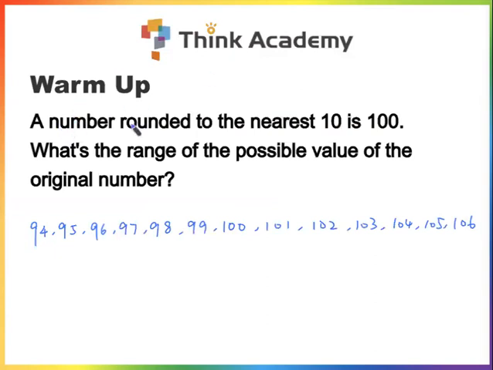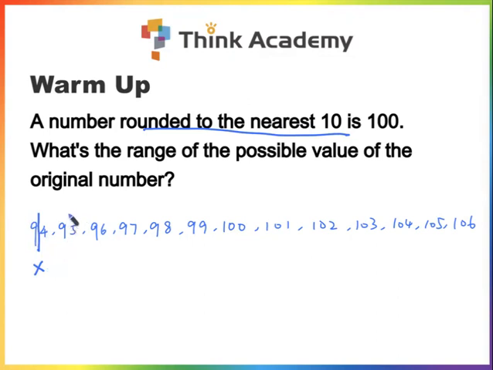So say a number rounded to the nearest 10 is 100, we want to find the range of the possible values of the original number. So I've listed out a few integers that are around 100. Let's look at them one by one. Rounding to the nearest 10, that means you are going to look at the units digit, or the ones digit. So here it's 4, that means you need to round it down, and that will give you 90, so that doesn't give you 100.